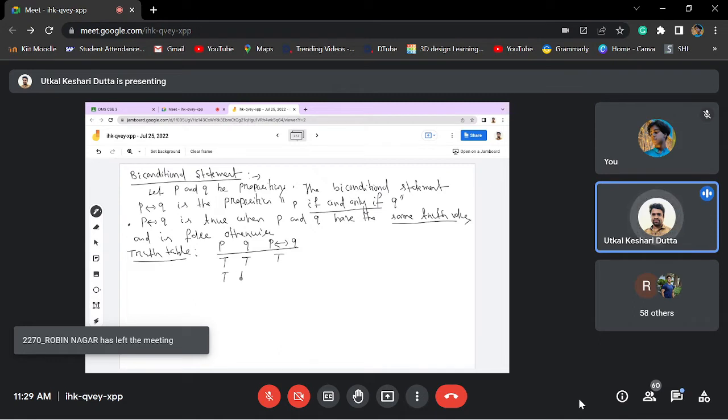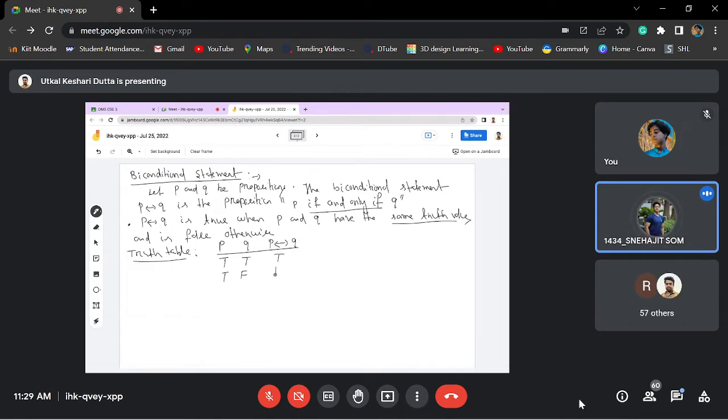True, false, it will be false. False, both are not same. False, true, it will be false. False, both are not same. False, false, it will be... P is false, Q is false, both are same. Okay, no, it will be true. That means when false, false, it will be true. And when P true, Q true, both are same, it will be true. These two cases, it will be true. For all other cases, it will be false. That is the truth table.